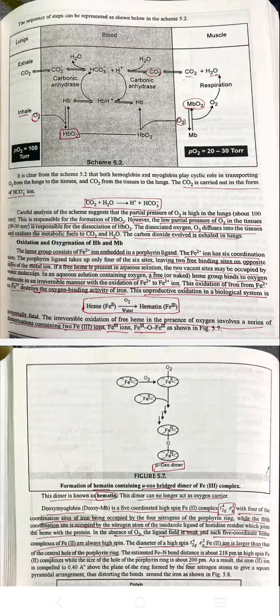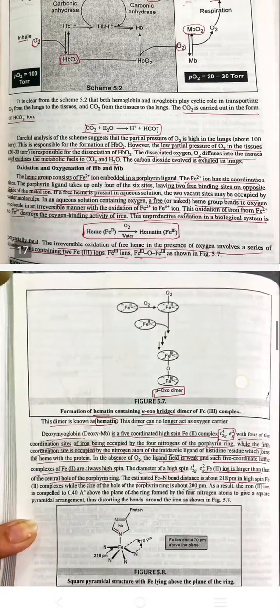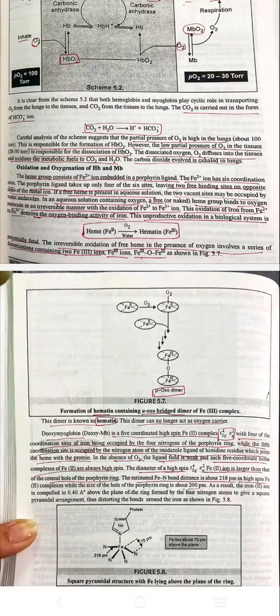The dissociated oxygen O2 diffuses into the tissues and oxidizes the metabolic fuels to CO2 and H2O. The carbon dioxide evolved is exhaled in lungs. Oxidation and oxygenation of Hb and Mb.